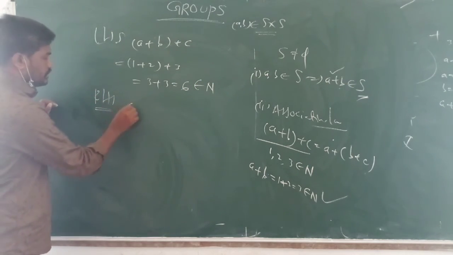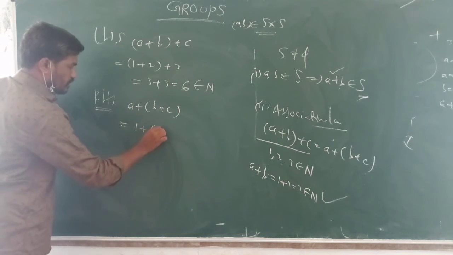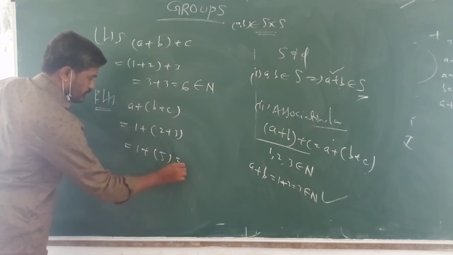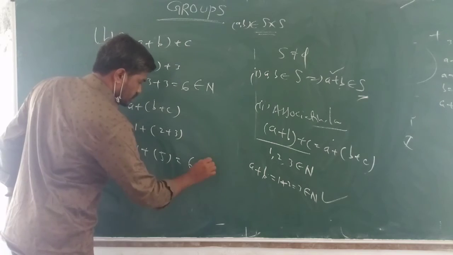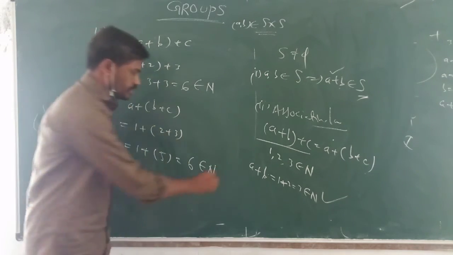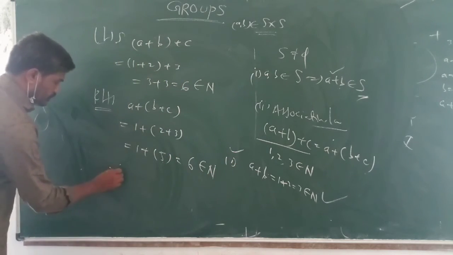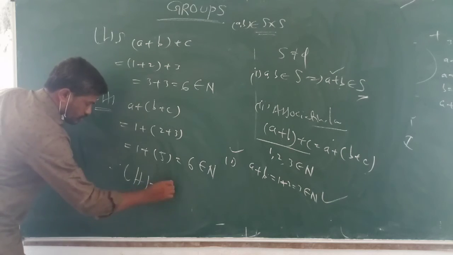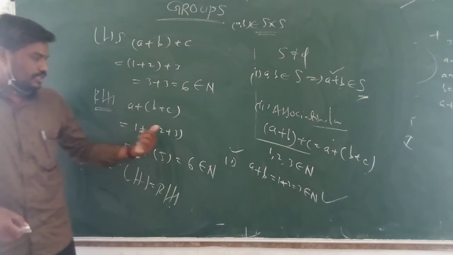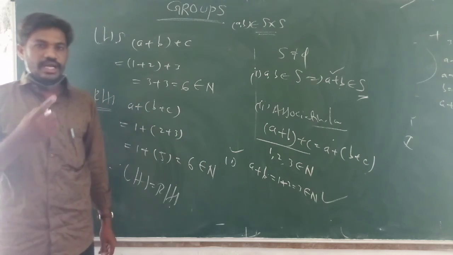RHS is equal to a + (b + c), 1 + (2 + 3). 2 + 3 is 5, 1 + 5 is 6. This belongs to N. So closure property is satisfied. First one, closure law. Second one, associative. Therefore, LHS is equal to RHS. The binary operation is plus. So with respect to plus, the set N satisfies two conditions, closure and associative.